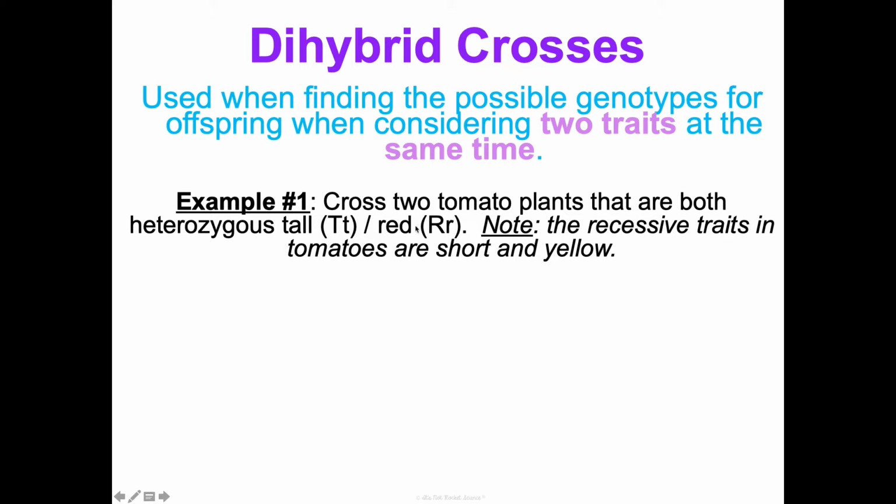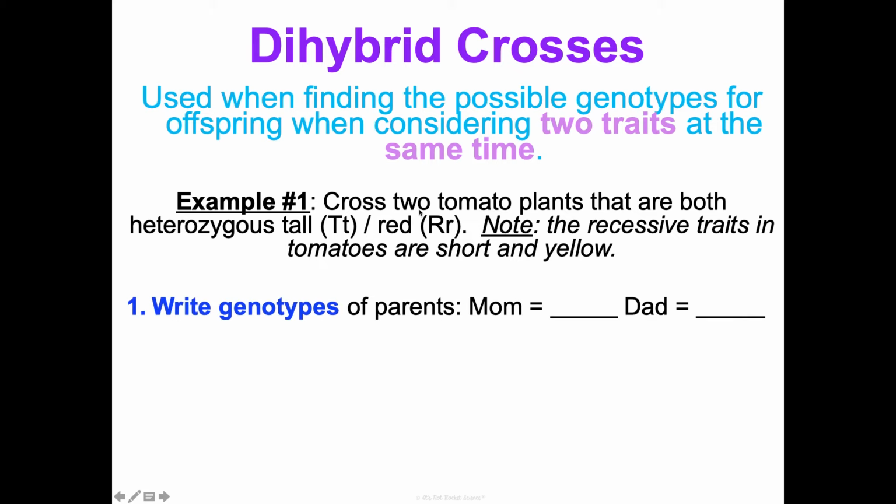So we're going to look at what's the likelihood maybe of getting a plant that's tall and red. In tomatoes, tall is dominant to short and red is dominant to yellow. And so we'll do some crosses here. And I'm going to walk you through some steps.